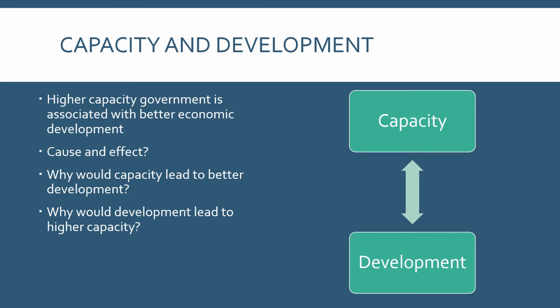So one thing that you might think about and talk about on your discussion board is, which order do you think the causation is in? Is it that higher capacity government leads to better economic development? Or do you think it's that higher levels of economic development, a wealthier country, is going to have a higher capacity government? So think about which direction you think that causality would go. And I think your textbook has some more on that as well.